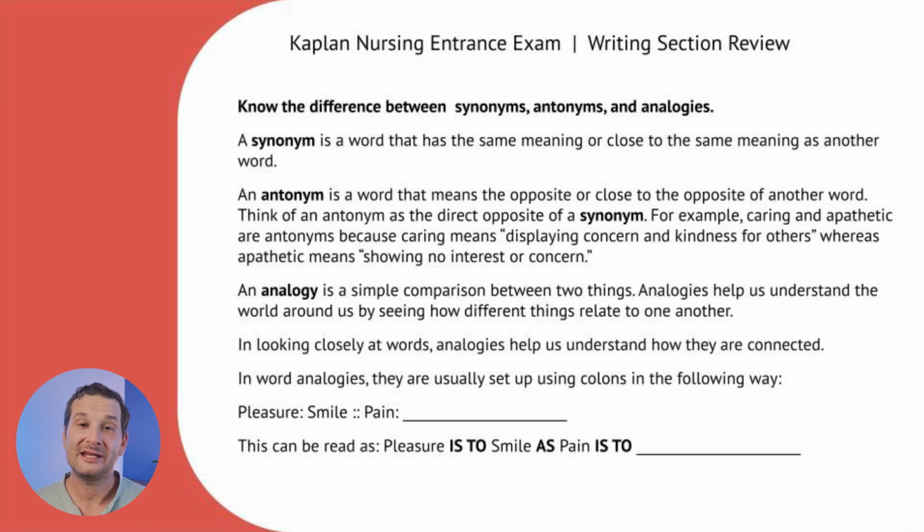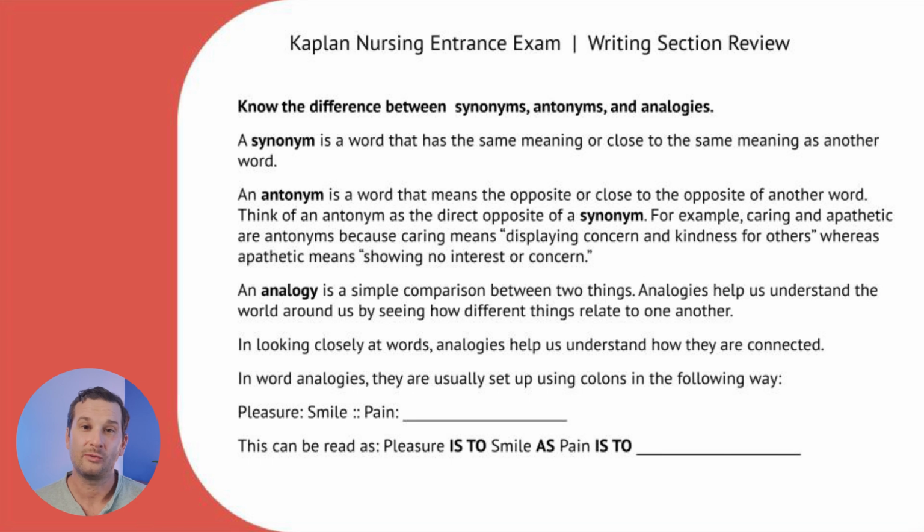Now, synonyms, antonyms, and analogies. We should be somewhat familiar with these, but we can give a quick rundown of them. Synonyms are words that have the same or very close meaning. So say irritated and annoyed. Those are very similar words that have the same meaning. Antonyms are words that are the opposite. So hard and soft, fast and slow. Those are antonyms. Now, analogies are a comparison between two things.